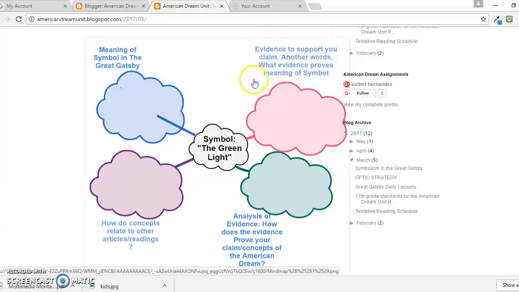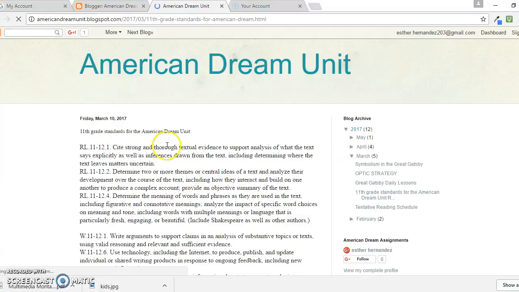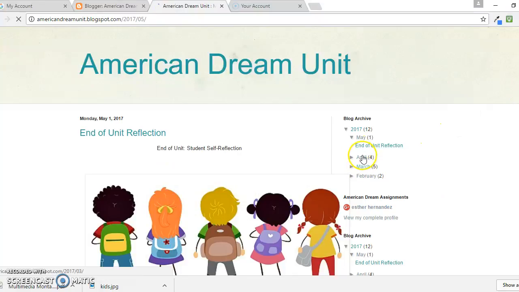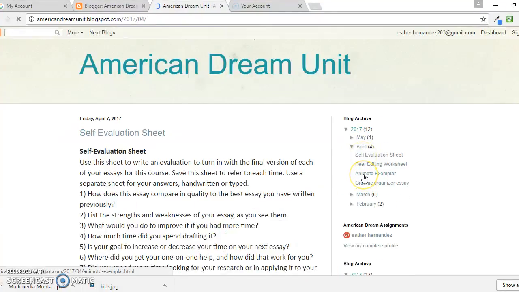methods to finding evidence. Here we're presented with analysis, which is essentially what the standard is, citing strong and thorough textual evidence to support analysis. Here we have writing arguments and supporting claims. That goes back to the essay that I'm requiring them to write, and it also goes back to the Animoto assignment that I've given the students, where they have to provide claims in their Animoto assignment.